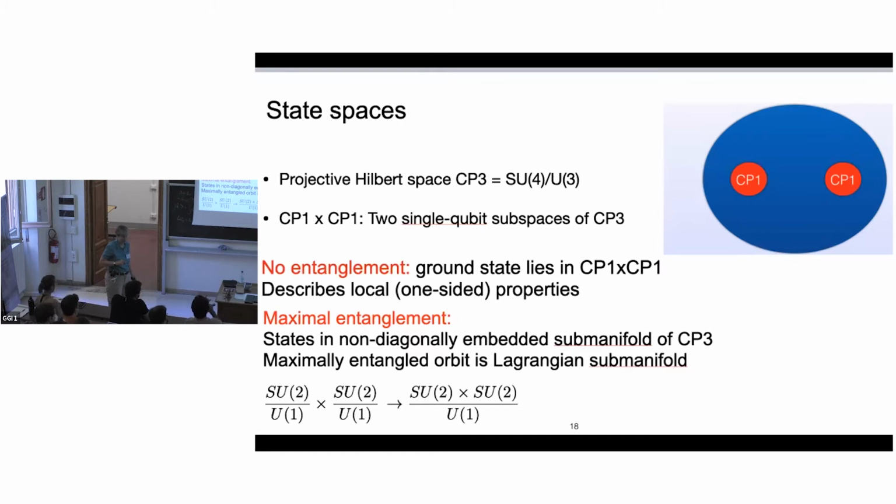I'm a little bit confused. What's this orbit? Sorry, what is? The orbit. What's the flow under which this orbit is formed?